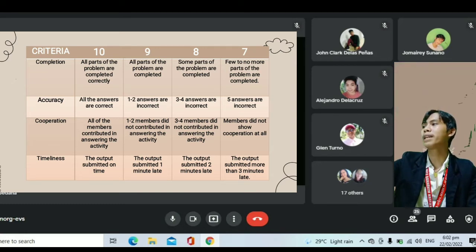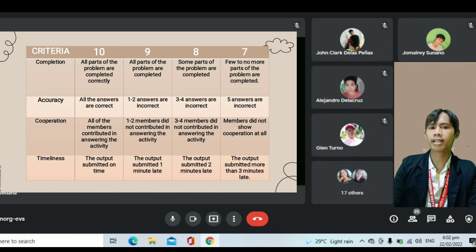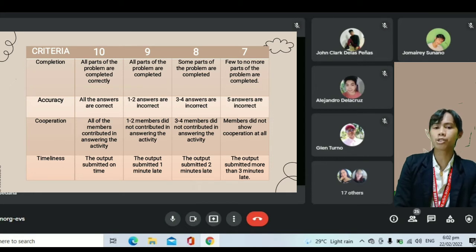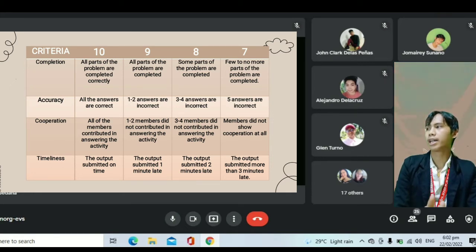I will be giving you at least, I think, 10 minutes to finish your work. Choose a representative because each group will present their work. So, you may start now.